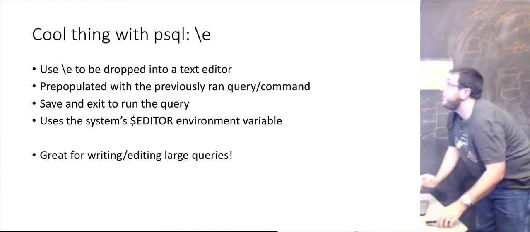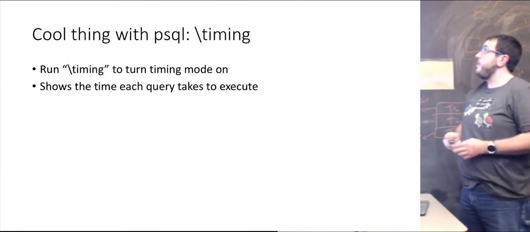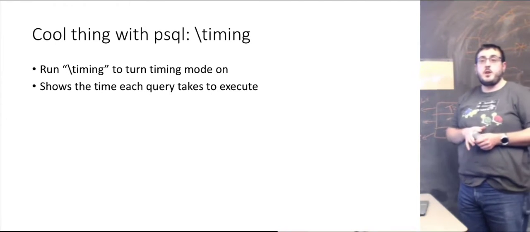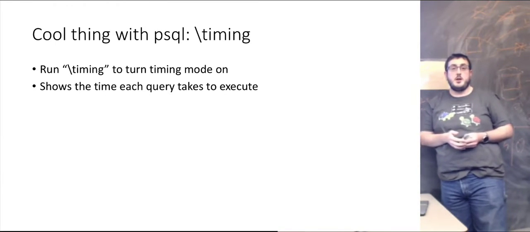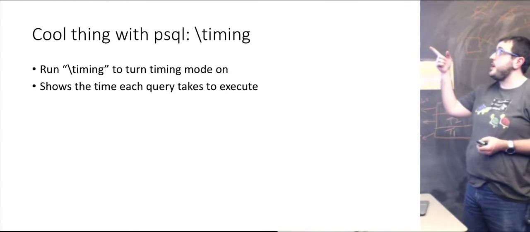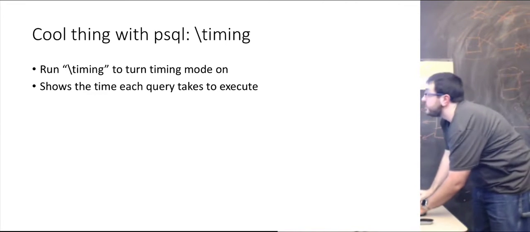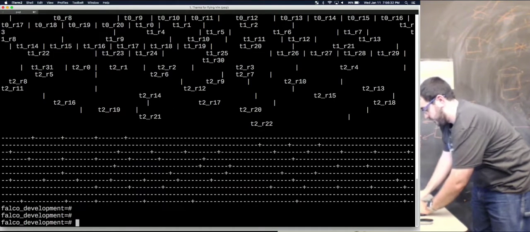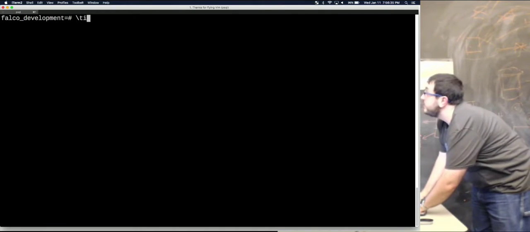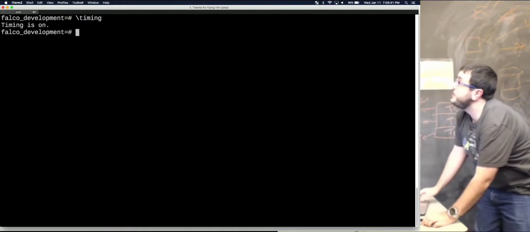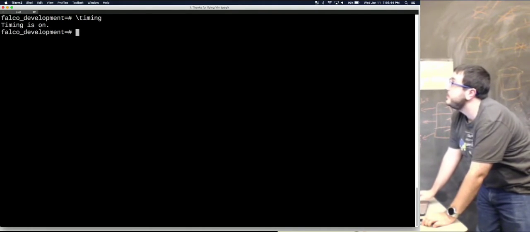That's cheap parlor trick number one. Cheap parlor trick number two is /timing. So normally in MySQL, when you run a query in the client, it'll tell you how long it took. Postgres does not do that by default. To turn it on, you use /timing, which I'll just do that. Now, you can set a .psqlrc file to execute /timing each time. Timing is now on. To turn it off, you just call the same thing again.